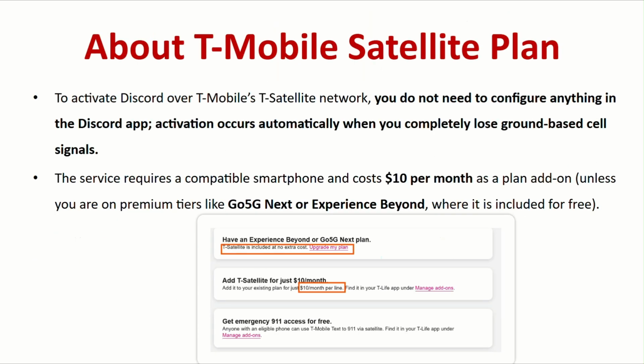About the T-Mobile satellite plan. To activate Discord over T-Mobile's T-Satellite network, you do not need to configure anything in the Discord app. Activation occurs automatically when you completely lose ground-based cell signals. The service requires a compatible smartphone and costs $10 per month as a plan add-on, unless you are on premium tiers like Go 5G Next or Experience Beyond, where it is included for free.